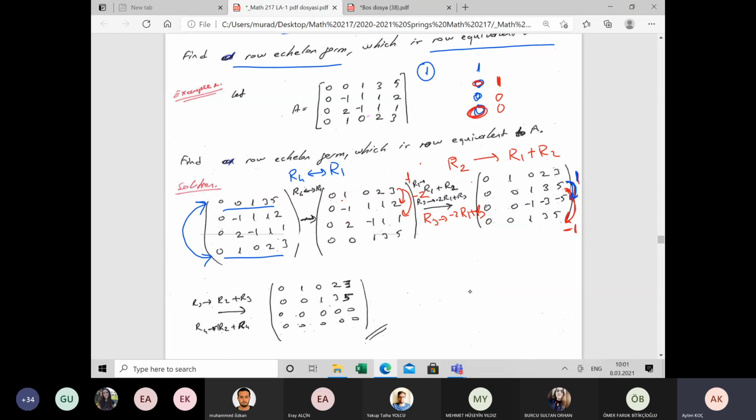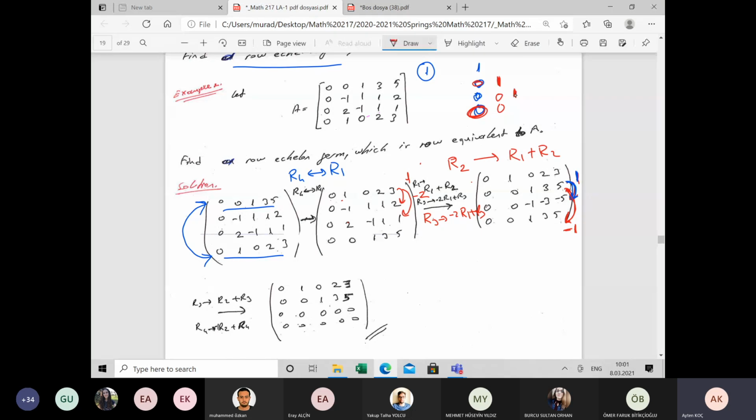Next step is to catch the leading one here. How to get one here? Our aim is to get one here. Is it possible to get one here? It is not possible. What is the reason? Because of the zero rows. It's okay. So we are done.